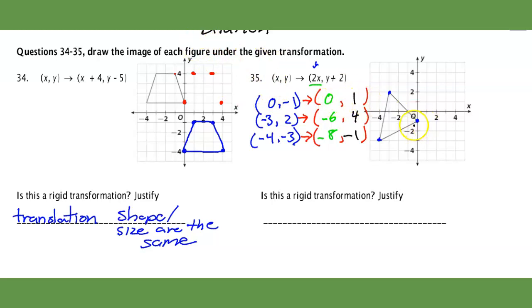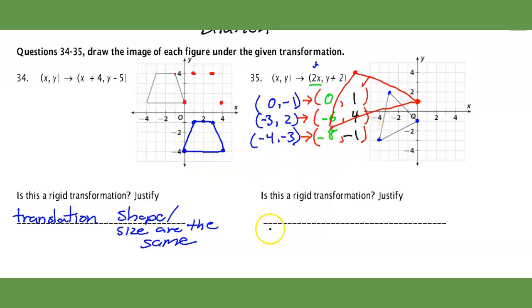So 0, negative 1, 0, positive 1. Okay, we're good there. Negative 6, comma 4 might be up here somewhere. And negative 8, comma negative 1. So fortunately, this is not a very good graph for this particular problem, but it would look something like this.